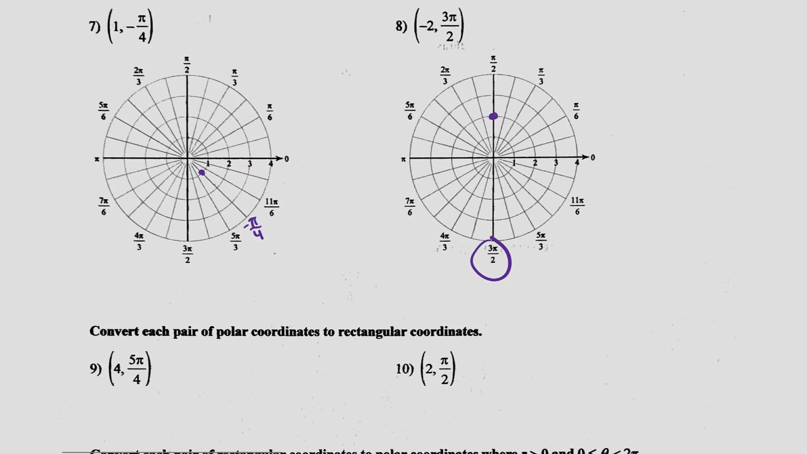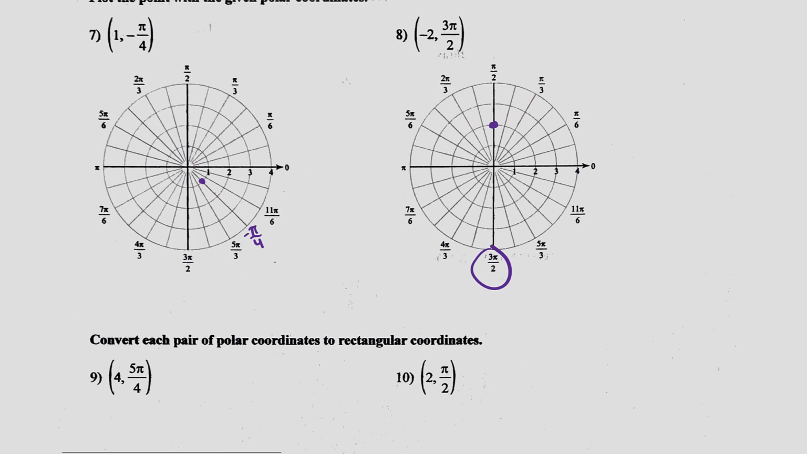Okay, convert. Yep, because positive 2 would have gone along the line right here, but since it's negative 2, we go backwards. Gotcha. Okay.